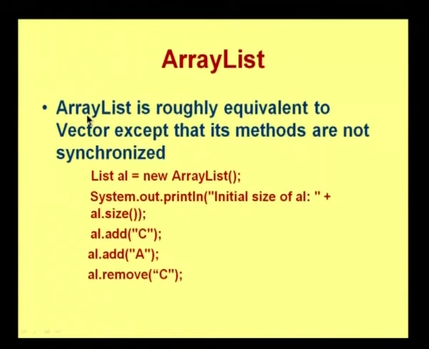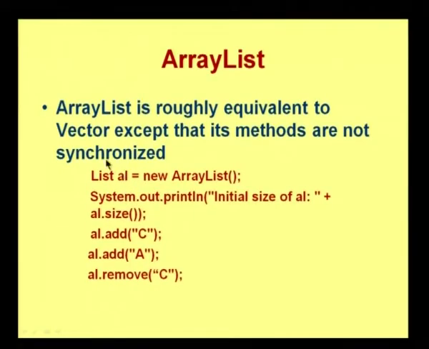So we can look at the array list. Array list is roughly equivalent to vector, except that its methods are not synchronized. Whenever multi-threading is used, your array list could not be synchronized, whereas your vector is synchronized. Here we have an object reference of list, whereas I created an array list. It means that an array list is created, whereas this list AL can only access the methods available in the list interface. This we have already seen in our previous session, how this object reference is made. Here I am trying to access size, add and remove. All these methods are available in the list interface.